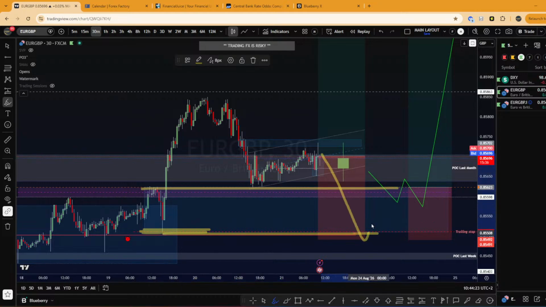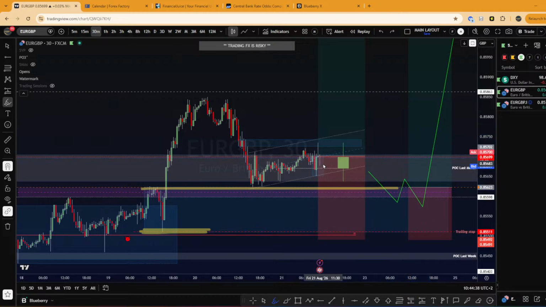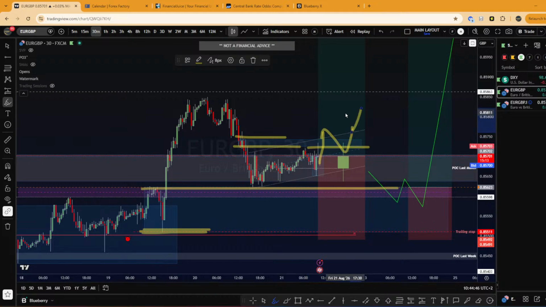So if price, for example, decides to break it, I will maybe forget the idea and come back next week. If not, if for example we reject again and hold here, this will be good. And if we decide to break above this level, maybe I will add another position here to play the breakout. Okay, so that's what I am looking at right now.